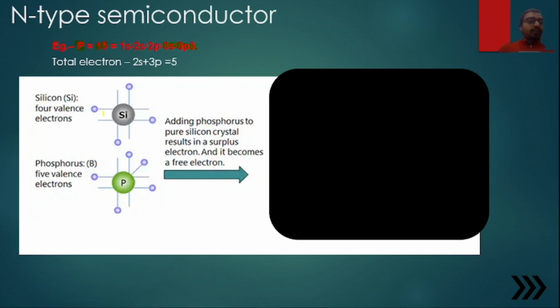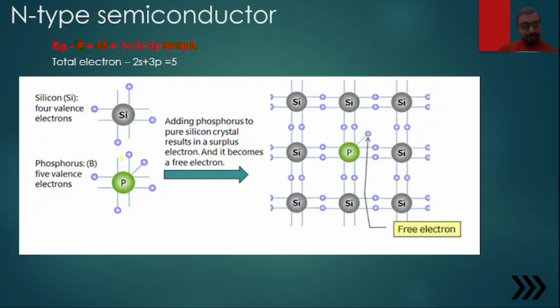Silicon has 4 and phosphorus has 5 electrons in the outermost shell. So now consider the doping. Phosphorus is doped here. Now silicon is an intrinsic semiconductor. So what happens? Silicon has 4 electrons and phosphorus has 5 electrons. So 4 electrons will be covalently bonded. Okay, so what happens? There is one extra electron left.